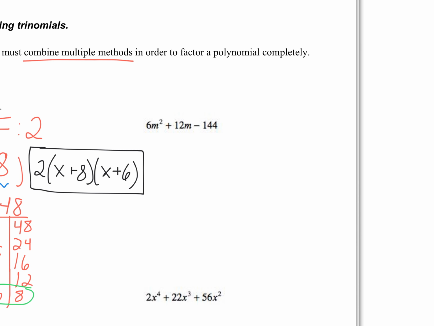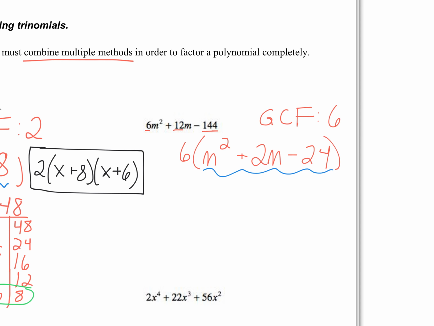Let's try this one next. So my GCF is definitely going to be, between these three values, a factor of 6. So I'm going to pull out a 6 from all of these terms. I'm left with m squared. If I pull out a 6 from the second, that's plus 2m. If I pull out a 6 from the last, that's minus 24. 144 divided by 6 is 24.